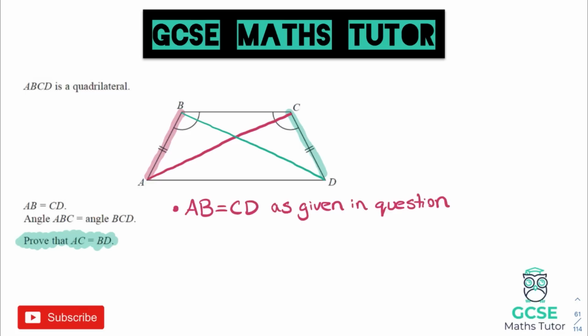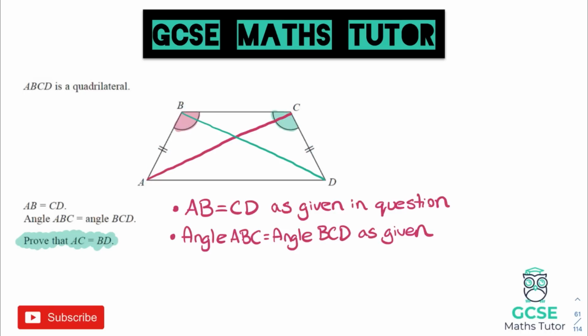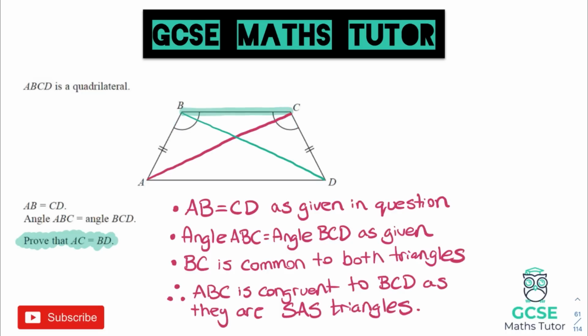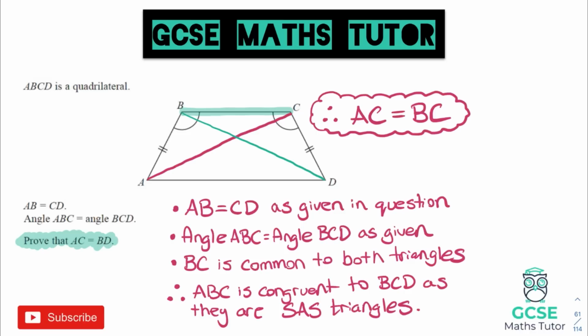So this one here, we had to show that these two triangles were congruent, which would then show that AC was equal to BC. So we could find that 2 of the lengths were the same as given in the question, 2 of the angles were the same which was given in the question, and then they both shared a similar line, so therefore they were SAS triangles, and therefore the lines must have been the same length.